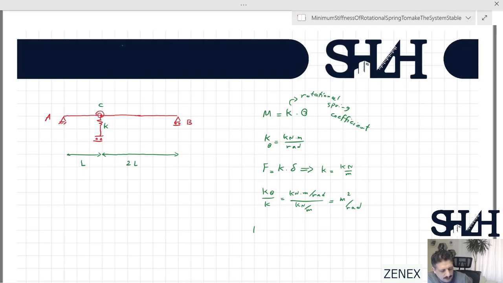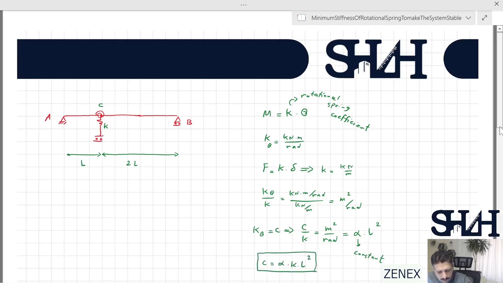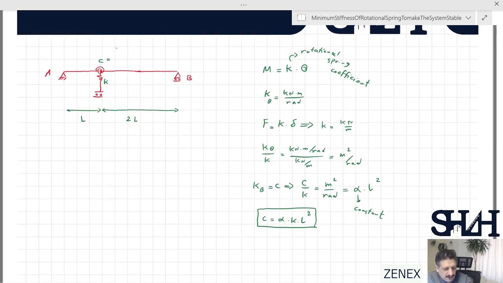So now if I assume that K theta is C, then C over K will be meter square divided by radian. And I can assume it equals alpha L to the power of 2. It means that alpha is a constant and L to the power of 2 represents meter square. As a result, I can assume that C is alpha K L squared. So it makes it easier to calculate the entire question. So I assume this is alpha K L squared. And now we are going to discuss the value of alpha.